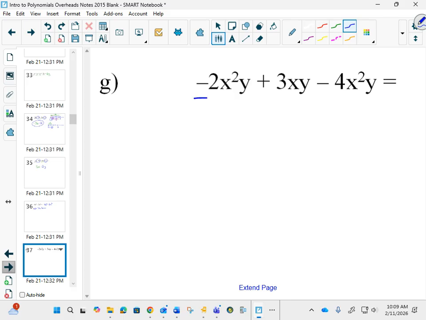And our last one to do here. Negative 2x squared y. I'm going to underline that. Does that work with this one? No. Does it work with this one? Yes. I underline this one too.